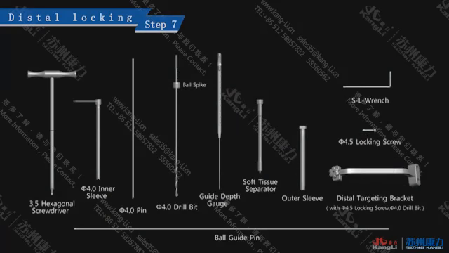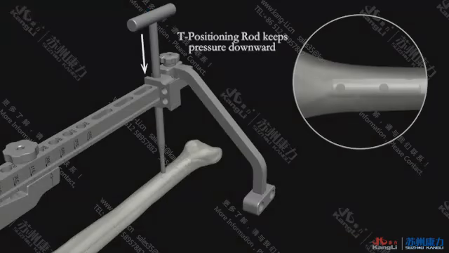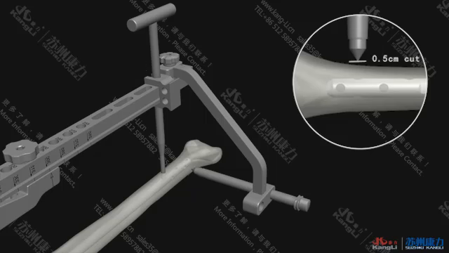Step 7. Distal locking. Insert the soft tissue separator and outer sleeve from the most distal locking hole of the distal targeting bracket and make a 0.5 cm long incision right under. Then continue inserting until it reaches the bone cortex. Remove the soft tissue separator. Insert the 4.0 inner sleeve and 4.0 pin to drill.